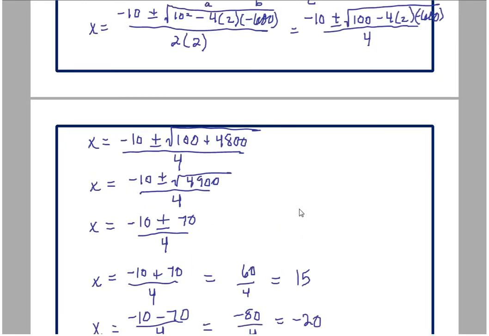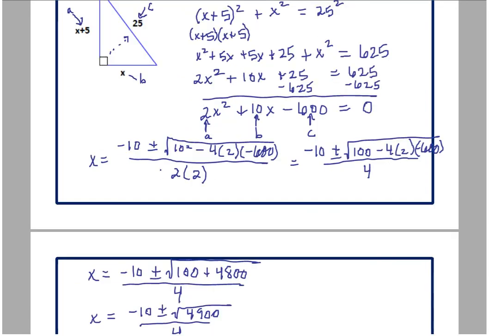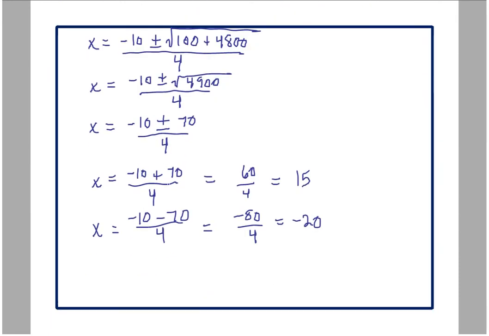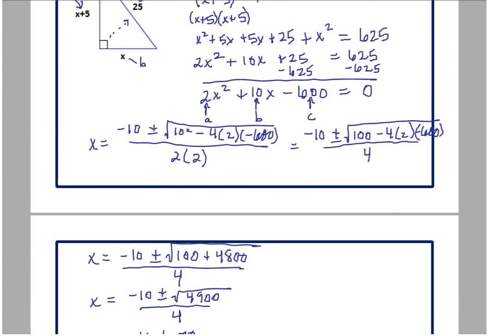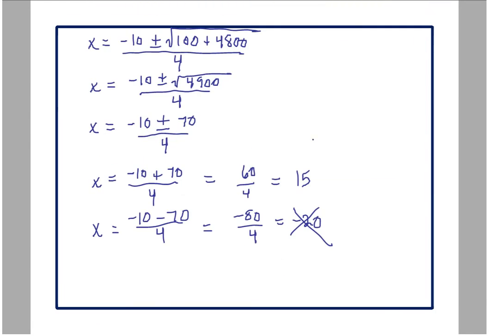Now let's look back at the situation though. X is negative 20 or positive 15. Well, you can't have a negative value for the length of a side. So we're going to have to toss out the negative 20. So we know x is 15. Now also for the other side is x plus 5. So x being 15, if we add 5 to that, that gives us the other side, which is 20. So our answers are 15 and 20.